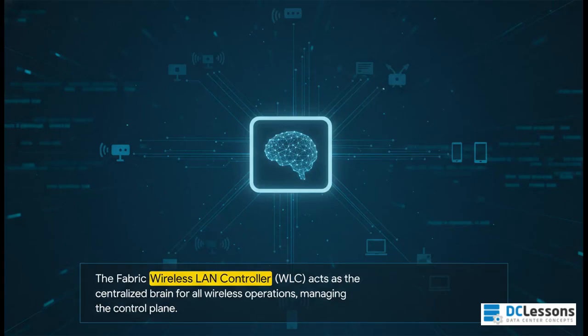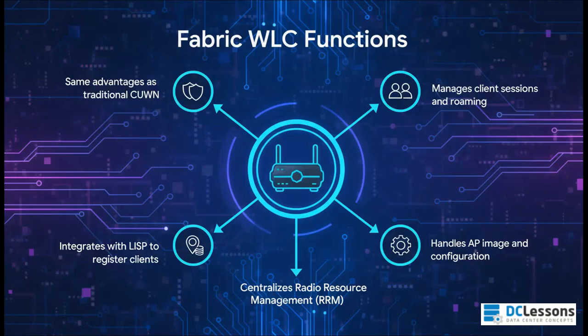So, sitting right at the heart of the control plane, we have the Fabric Wireless LAN Controller. You can think of it as the air traffic controller for all things wireless. It's really the brains of the wireless operation. So yeah, it does all the stuff you'd expect a WLC to do, managing client sessions, handling AP configs, all that good stuff. But here's the kicker. Its critical new job is to plug directly into the fabric's LISP control plane. This is how the WLC tells the rest of the fabric, hey, this wireless user is right here, making them a first-class citizen of the network.